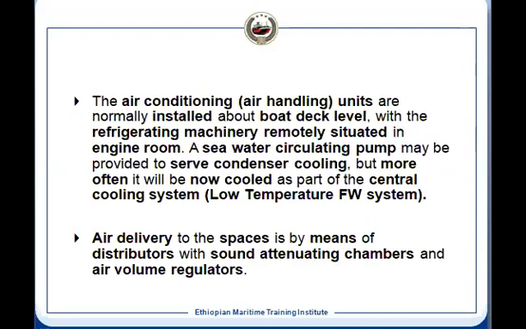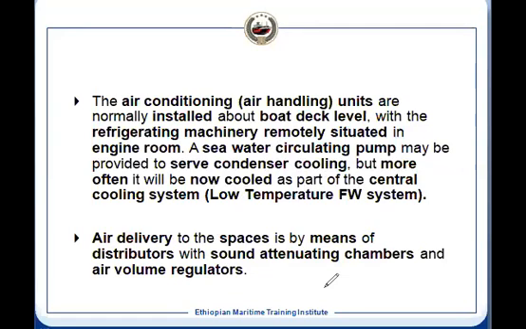In that case, what will happen? The piping from the refrigerating machinery system, after the dryer, will be a long piping which will go to the air handling unit, which will contain our cooling coil, which will act as a cooler as well as the dehumidifier.